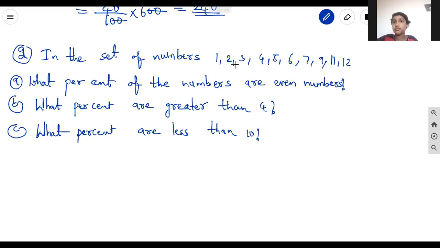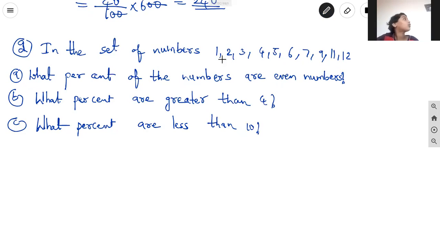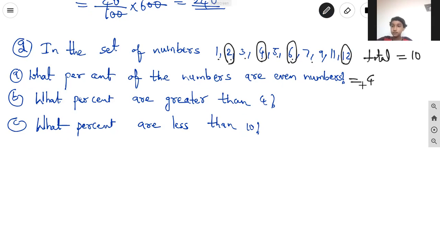Next problem. In the set of numbers, how many are there? 1, 2, 3, 4, 5, 6, 7, 9, 11, 12. That is nothing but 7, 8, 9, 10. Total 10 numbers are there. What percent of the numbers are even numbers? 1, 2, 3, 4. 4 even numbers. Those are 2, 4, 6, 12. So what percentage? 4 by 10 into 100. Zeros cancel. 40% of the numbers are even numbers.